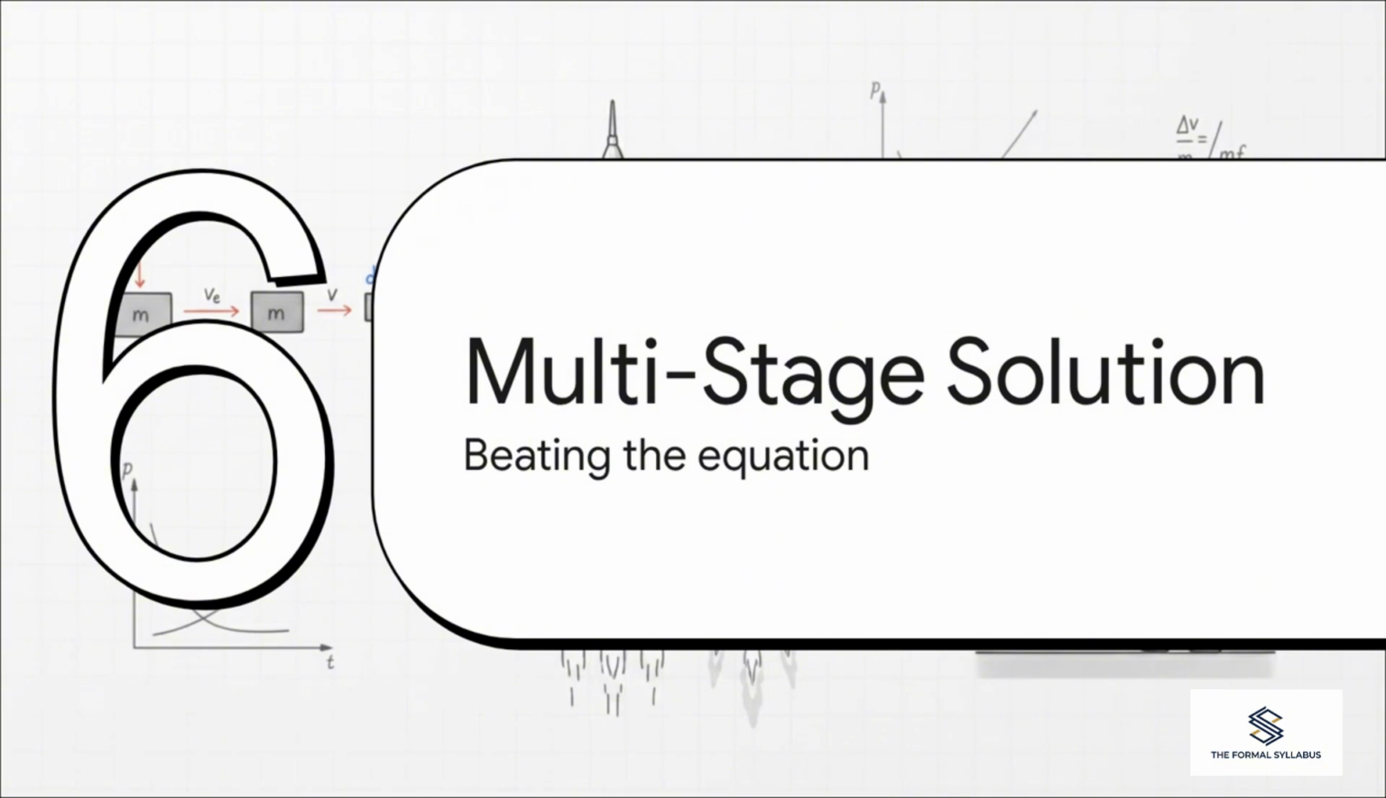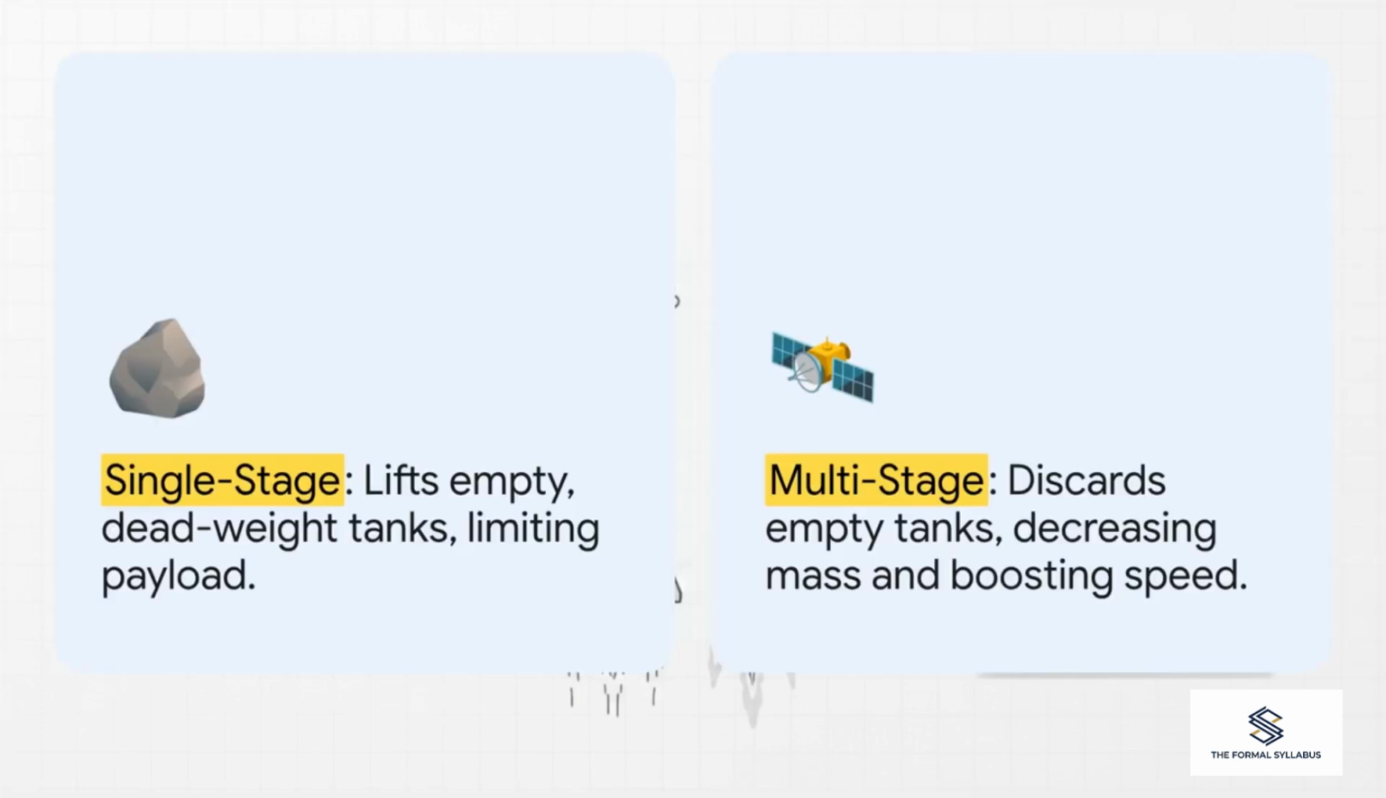But rocket engineers aren't ones to just give up. They've developed a brilliant and highly explosive workaround. Section 6, the multi-stage solution, beating the equation. By simply splitting the rocket into separate stages and intentionally dropping the dead weight of empty tanks mid-flight, we completely rewrite the math. Think about it. A single stage has to drag massive, empty steel and carbon fiber structures all the way up to space. A multi-stage rocket discards that useless mass the second it's empty, meaning the remaining fuel can accelerate the suddenly much lighter payload so much faster.